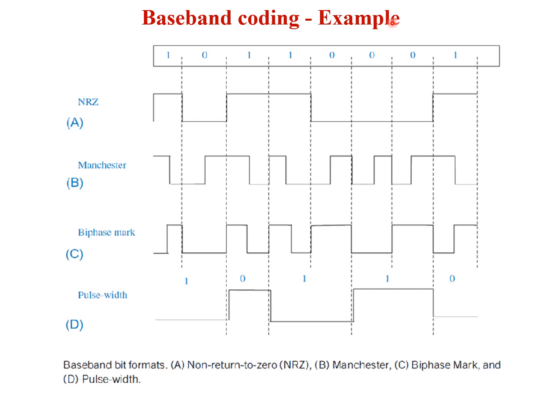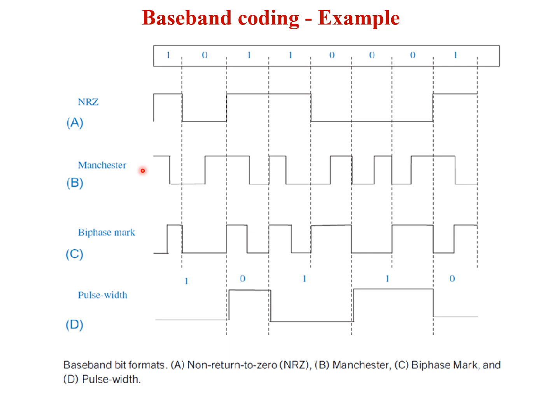Baseband coding, this is one example. We are taking the same example to represent the data using various baseband coding techniques: NRZ, Manchester, biphase mark and pulse width modulation. The input data is 1 0 1 1 0 and 1. How is the waveform for NRZ? In NRZ baseband, how are ones and zeros represented? 1 is represented by a positive pulse, 0 no pulse, again 1 positive pulse, 0 no pulse, no pulse, then positive pulse.